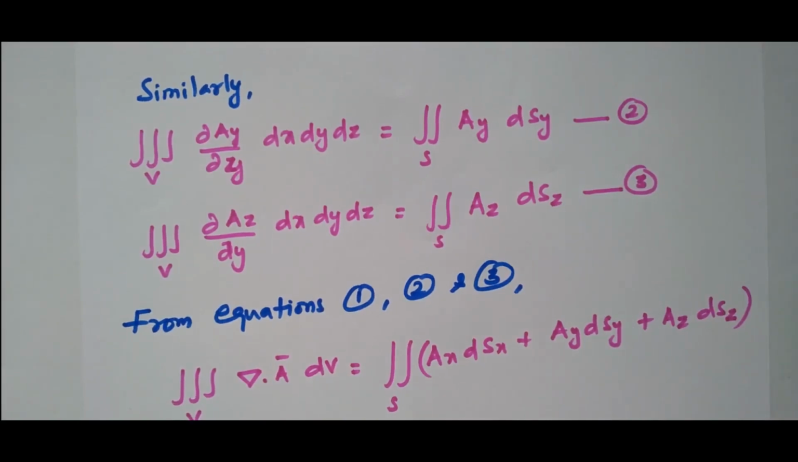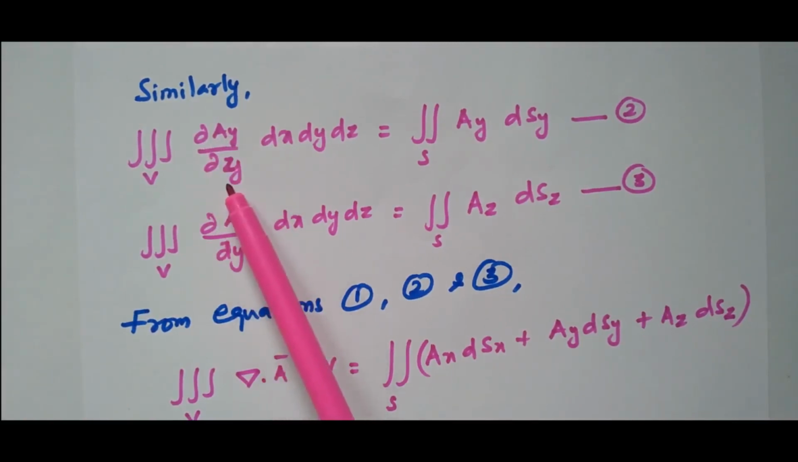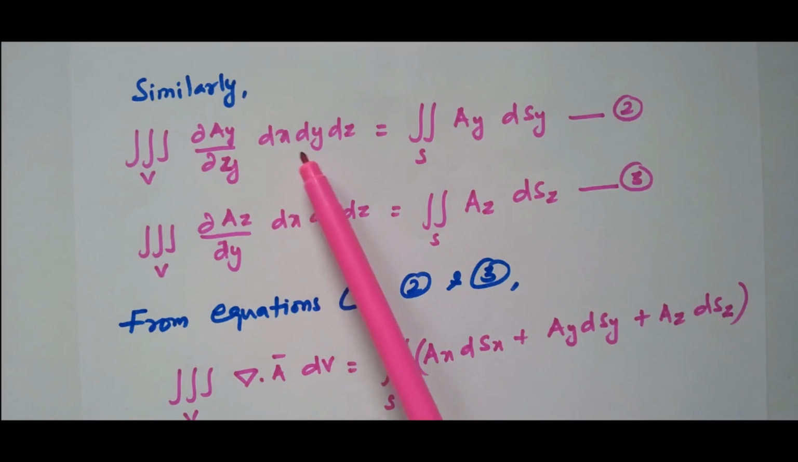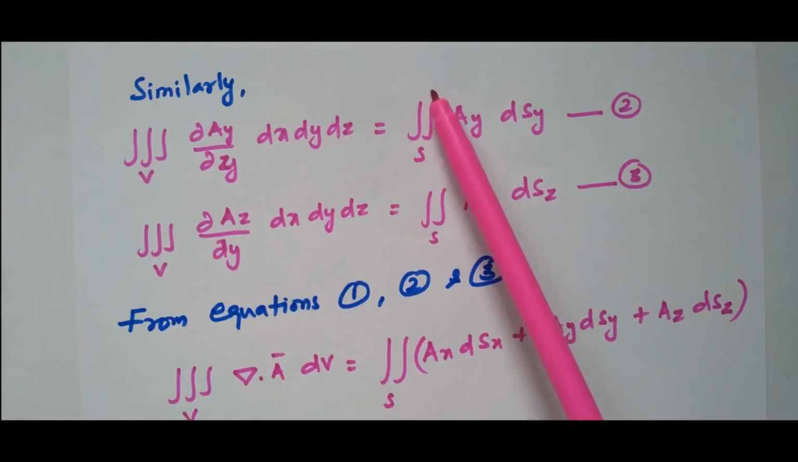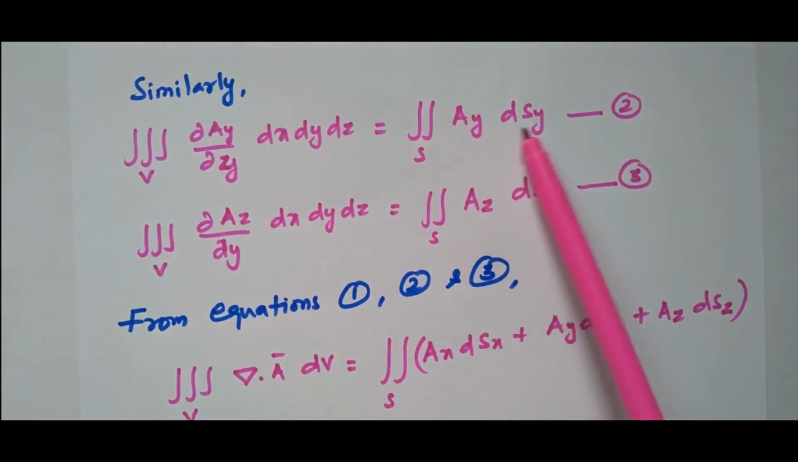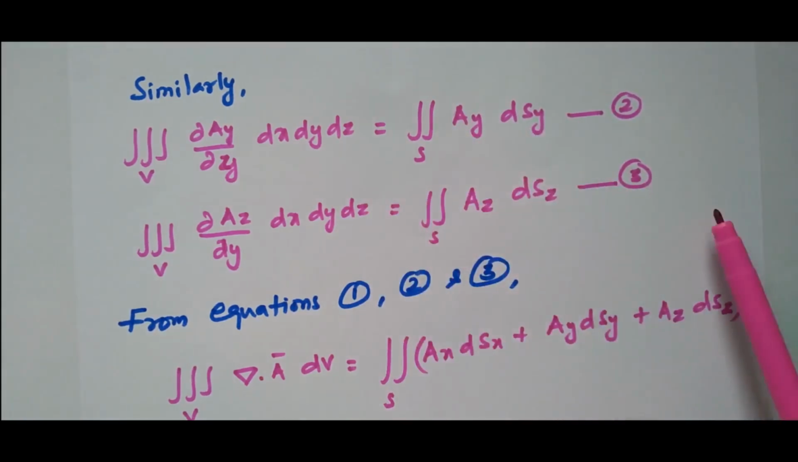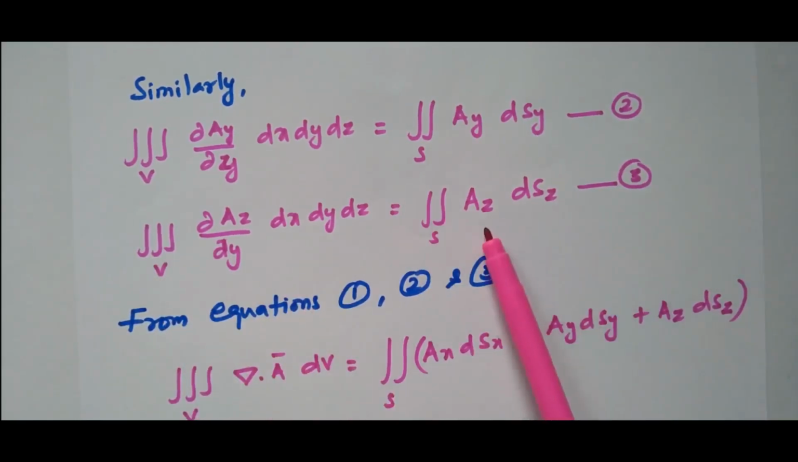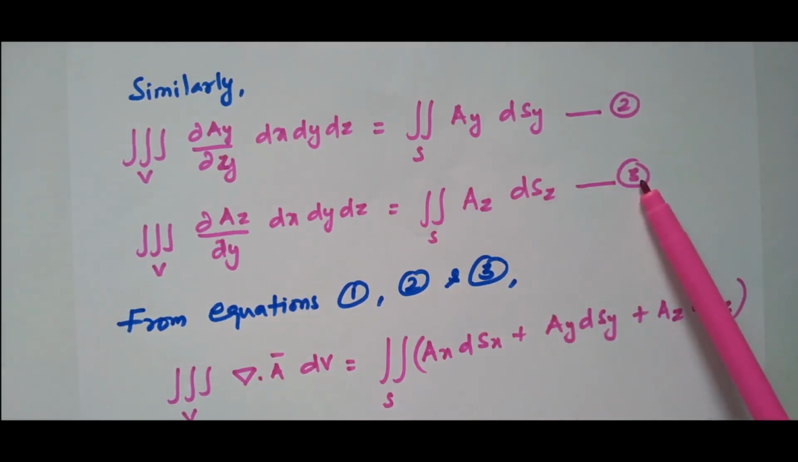So similar to the x direction, the y term can also be written as dou Ay by dou y into dx dy dz, which can be written as the surface integral. Now that triple integral is reduced to the surface integral Ay dSy. Previously what we have? Ax dSx. Similarly for y, Ay dSy. Similarly for the z direction, Az dSz, right? Now we got all three, Ax, Ay, Az, from equations 1, 2 and 3, right?